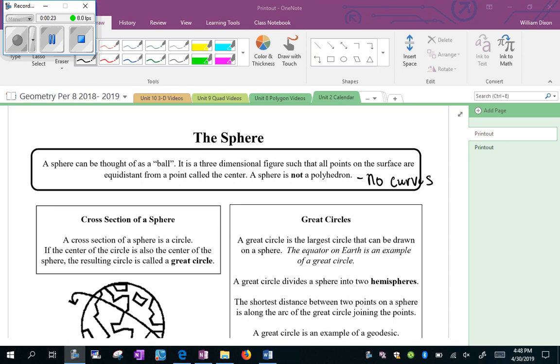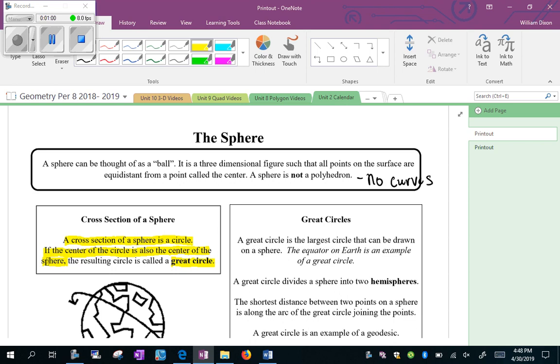Now, the cross section is a circle. If you were to take a slice of it, obviously that shape would be a circle. Now, if the center of the circle is the center of the sphere, then the resulting circle is called a great circle. And that's important, so I'm going to highlight that. If the cross section is a circle, and the center of the circle is also the center of the sphere, then the resulting circle is called the great circle.